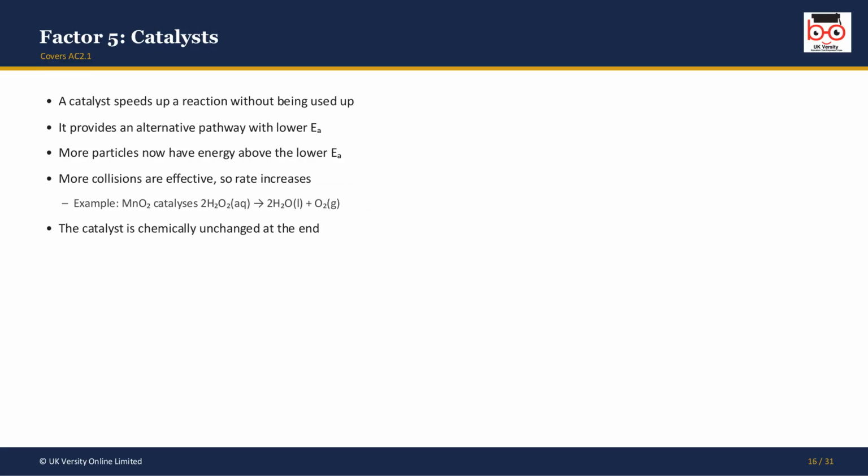The fifth factor is a catalyst. A catalyst speeds a reaction up without being used up itself, and it does that by offering an alternative pathway with a lower activation energy. With a lower barrier, more of the particles now have enough energy to react, so more collisions are effective and the rate increases. A good example is manganese dioxide catalyzing the decomposition of hydrogen peroxide into water and oxygen. And at the end, the catalyst is chemically unchanged.